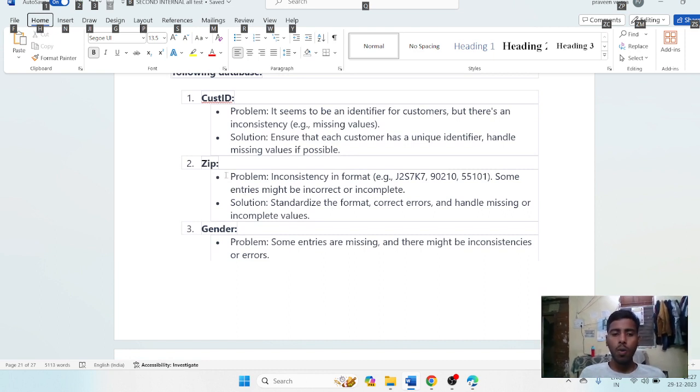Next attribute is zip code. Here, what is the problem? Let's identify it. The problem is inconsistency in format. Example: J27 K7, 90210, 55101. Some entries might be incorrect or incomplete.